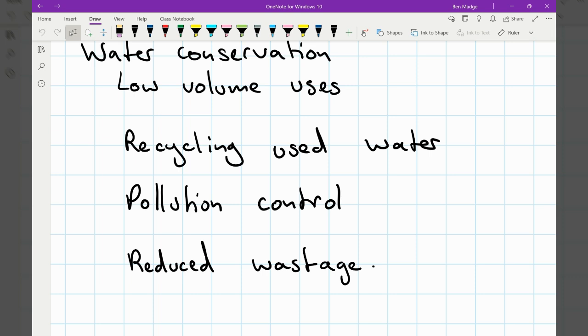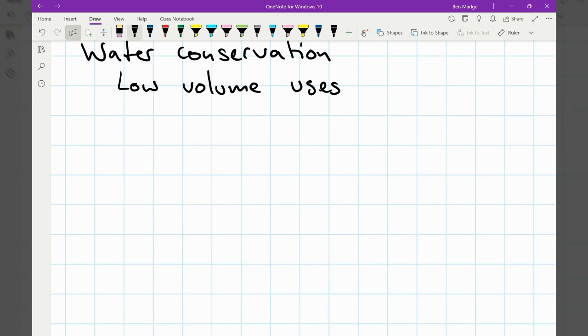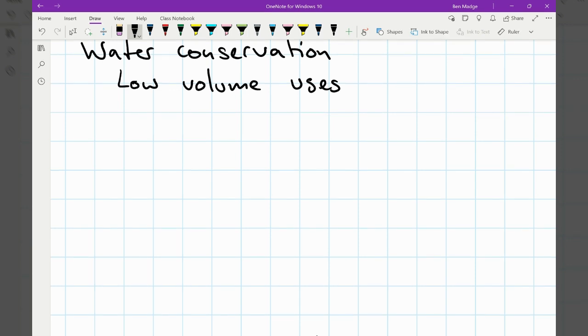Okay, so the next thing we need to look at is water conservation. So this is us using water more conservatively, using different strategies to reduce how much we need and therefore how much we need to extract. So the first one is low volume uses. This is looking at reducing the amount of water needed to carry out a particular task.